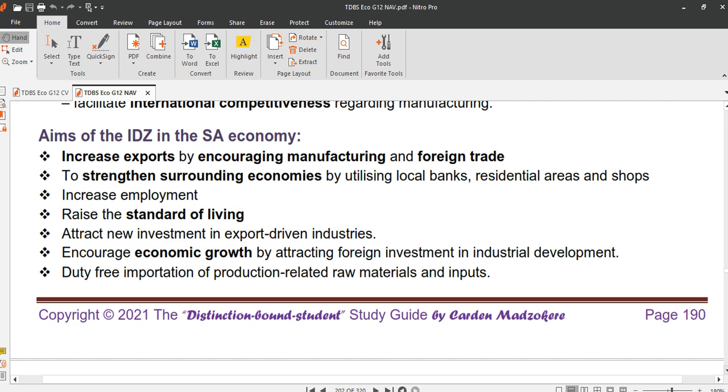What are the aims of the IDZs in the South African economy? To increase exports by encouraging manufacturing and foreign trade. To strengthen surrounding economies by utilizing local banks, residential areas, and shops. To increase employment within our country. To raise the standard of living in the country. To attract new investment in export-driven industries.